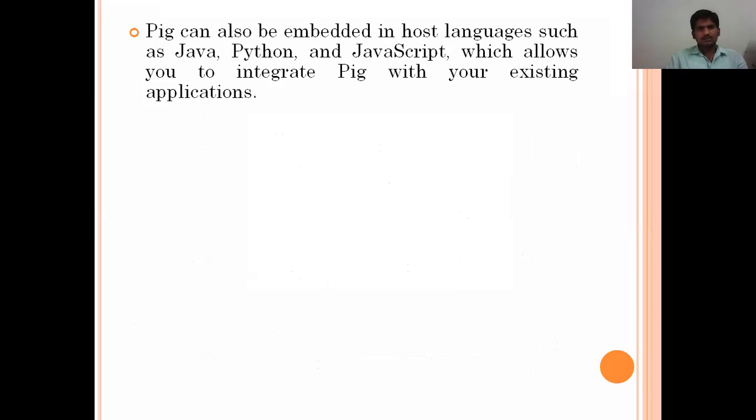User-defined functions. Pig can also be embedded in a host language such as Java, Python, and JavaScript, which allows you to integrate Pig with your existing application. It is a very easy way to integrate with your existing application. Why? Because Pig Latin user-defined functions may be included in a Java, Python, or JavaScript program, so even with existing applications, we can easily integrate this into our existing system.